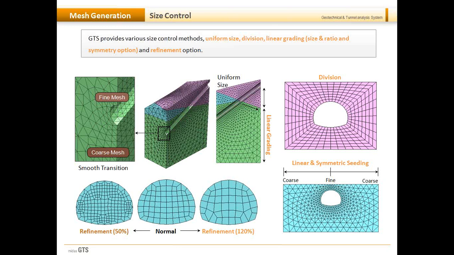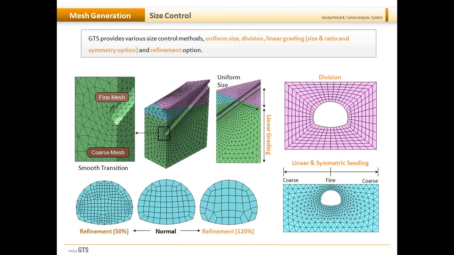So what this does for the user is, by using this feature, we can change, or we can control the element size, and eventually this would optimize the analysis time and also the results. So we can either give a uniform size for the mesh generation, or by using the linear grading option, we can vary the size of the mesh elements.